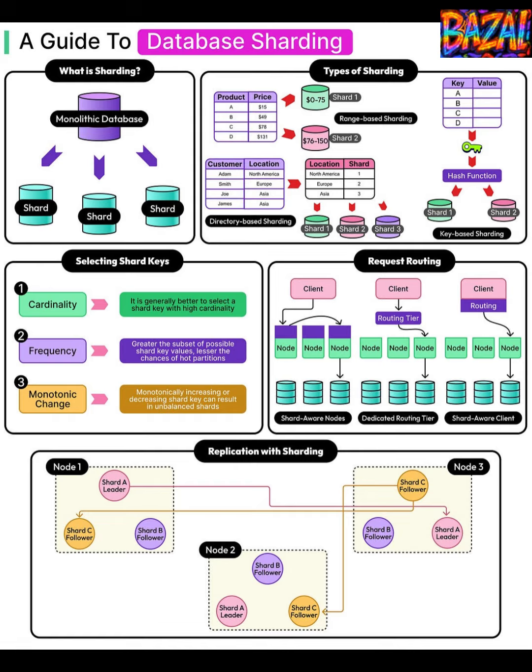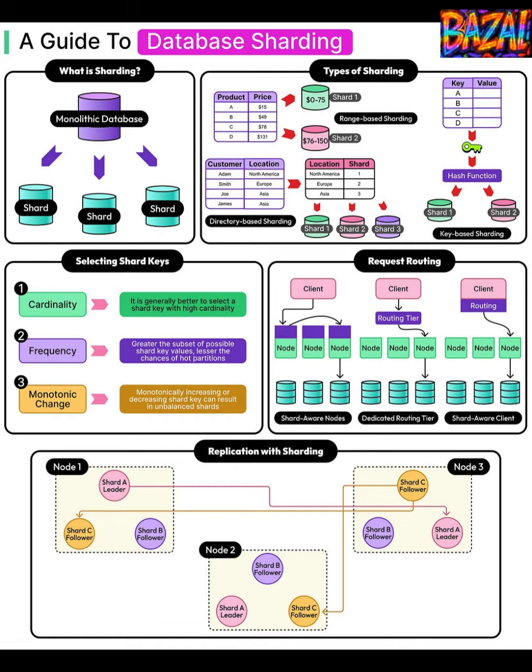The most critical decision in any sharded system is choosing the shard key. A good shard key must have high cardinality, so data spreads evenly. It should have uniform access frequency to avoid hotspots. And it should not be monotonically increasing. Keys like timestamps or auto-increment IDs may seem convenient, but they silently create unbalanced shards and bottlenecks over time.